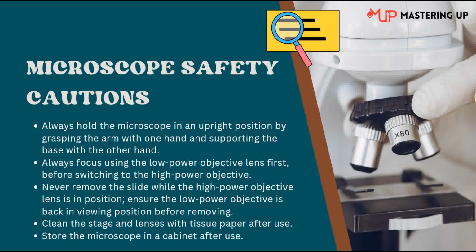Moving on to the microscope safety cautions. We have to always hold the microscope in an upright position by holding the arm with one hand and supporting the base with the other. Always focus using the lower power objective lens first before switching to the higher power objective. We should never remove the slide while the higher power objective lens is in position. We have to make sure that the lower power objective is back in viewing position before removing.